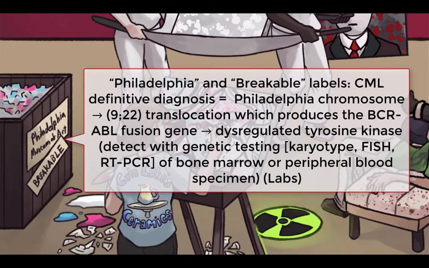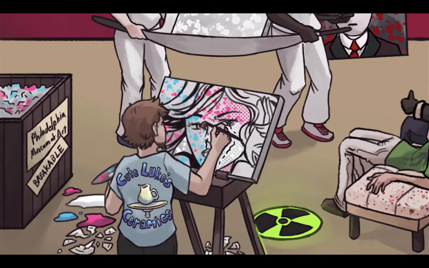But notice that the shipping box is also labeled breakable. In most cases, the Philadelphia chromosome is created from a 9;22 translocation, which causes fusion of the BCR gene on chromosome 22 and the ABL gene on chromosome 9. What you end up with is the BCR-ABL fusion gene, which produces a constitutively activated receptor tyrosine kinase.